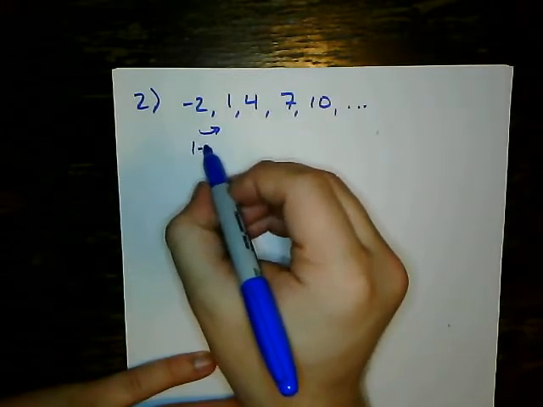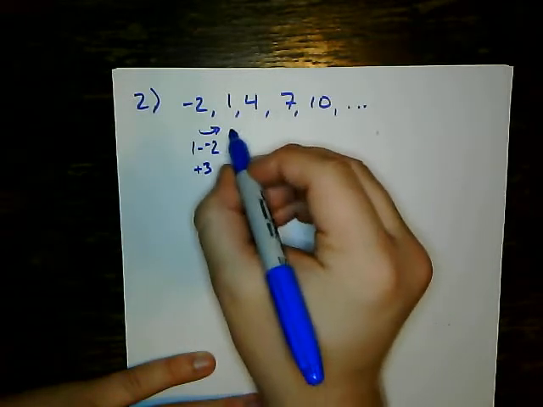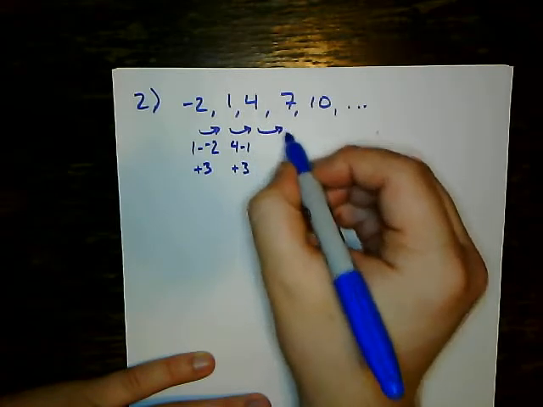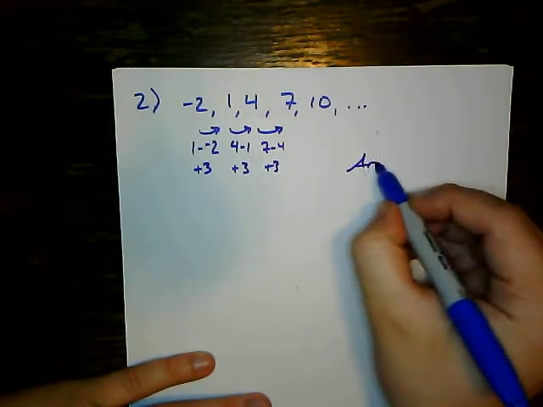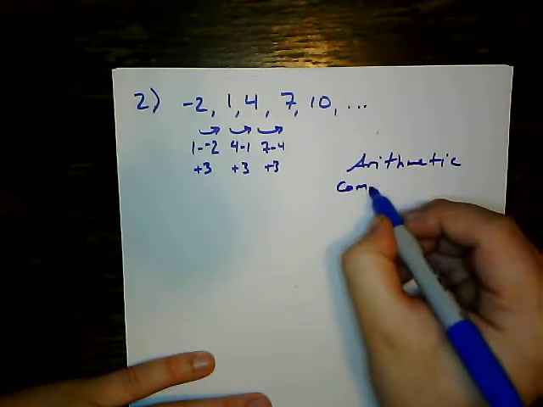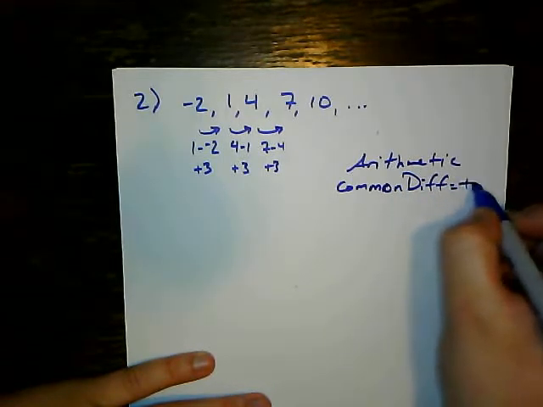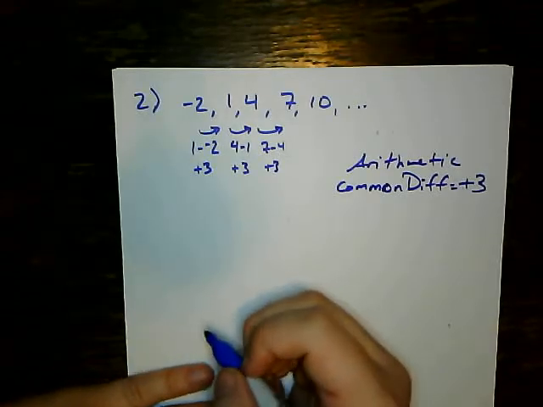So we've got 1 minus -2, and we've got +3. Let's check here. So we've got 4 minus 1 plus 3. One more for good measure. 7 minus 4 plus 3. Okay. So this is arithmetic with a common difference of +3. All right. So now we are trying to write a recursive formula for this sequence.